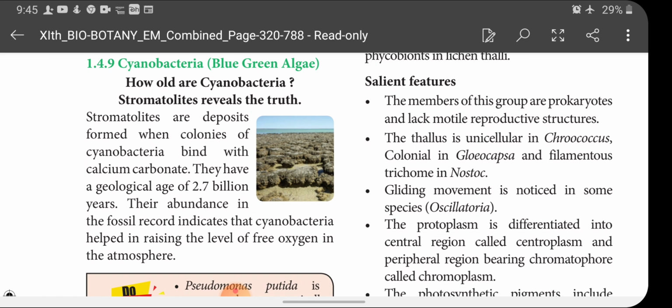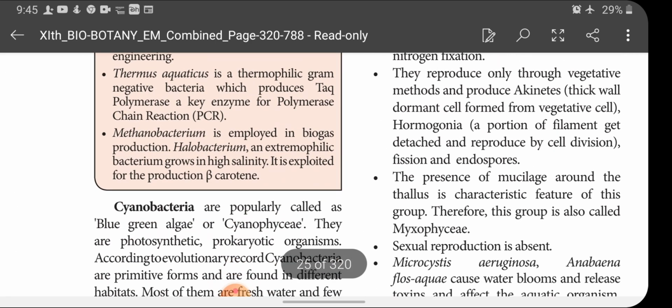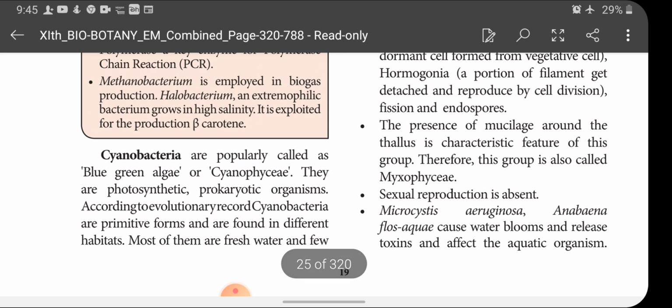When we study the age of the stromatolites, it reveals the age of the cyanobacteria. They have a geological age of 2.7 billion years. So 2.7 billion years ago itself, cyanobacteria evolved on the earth. Their abundance in the fossil records indicates that cyanobacteria helped in raising the level of free oxygen in the atmosphere. Very good. Cyanobacteria are popularly called blue-green algae or Cyanophyceae.